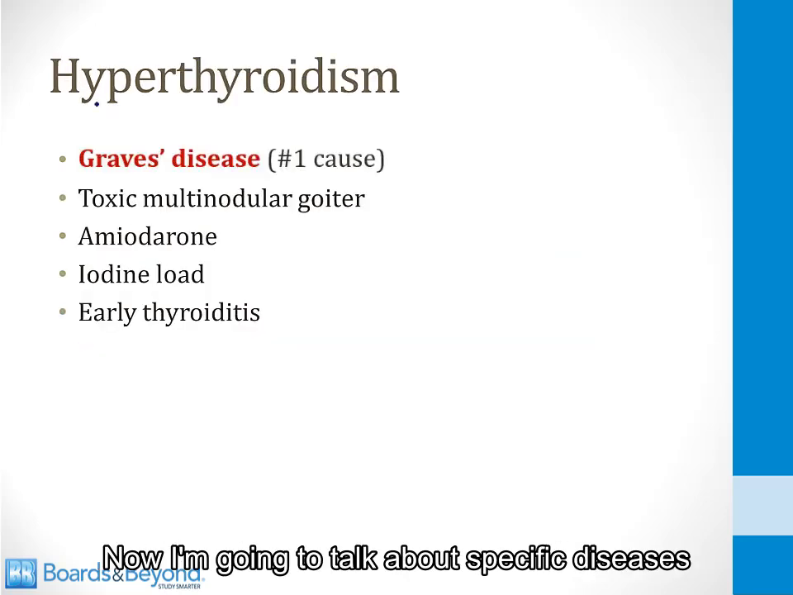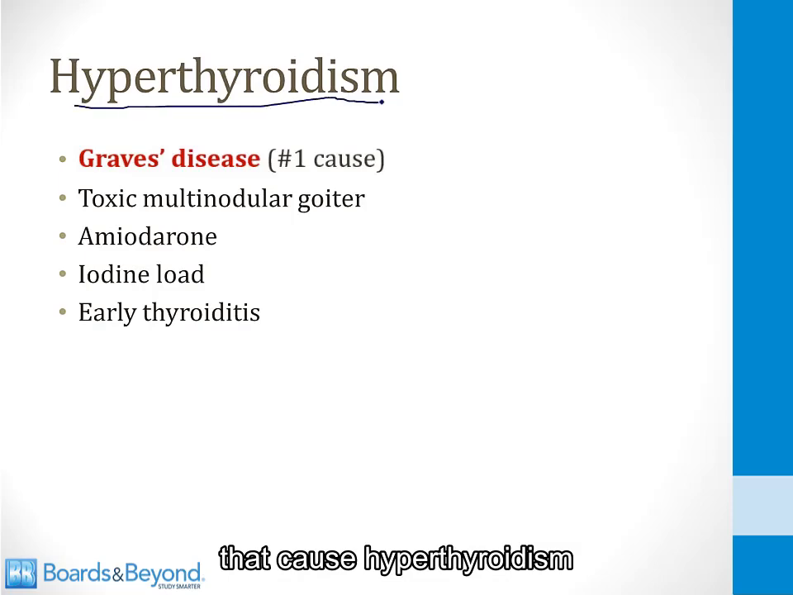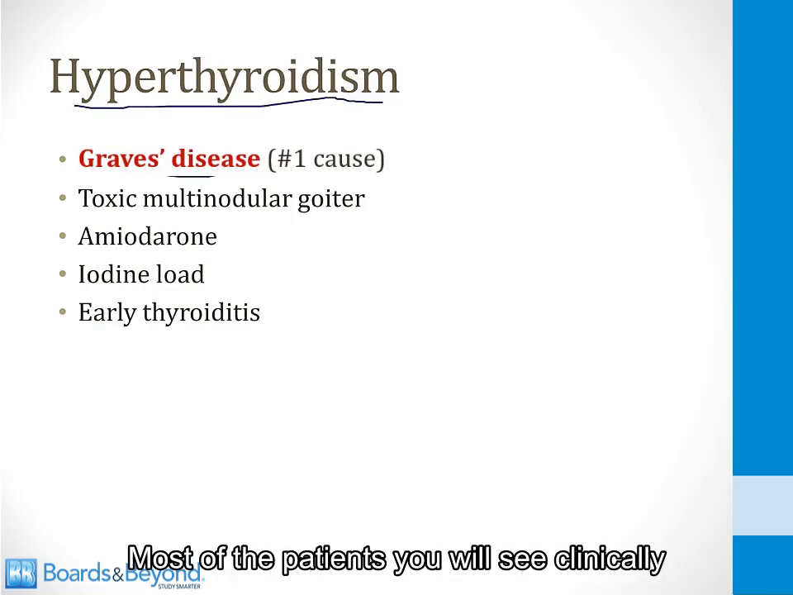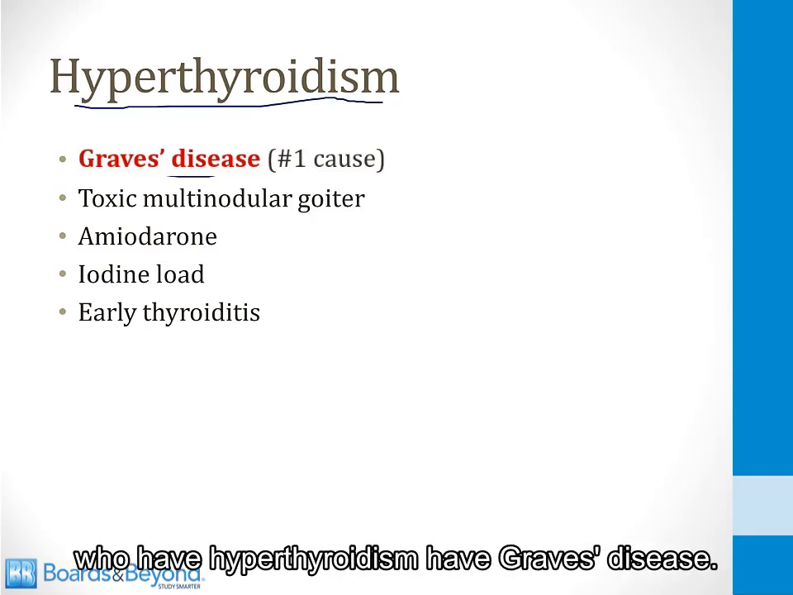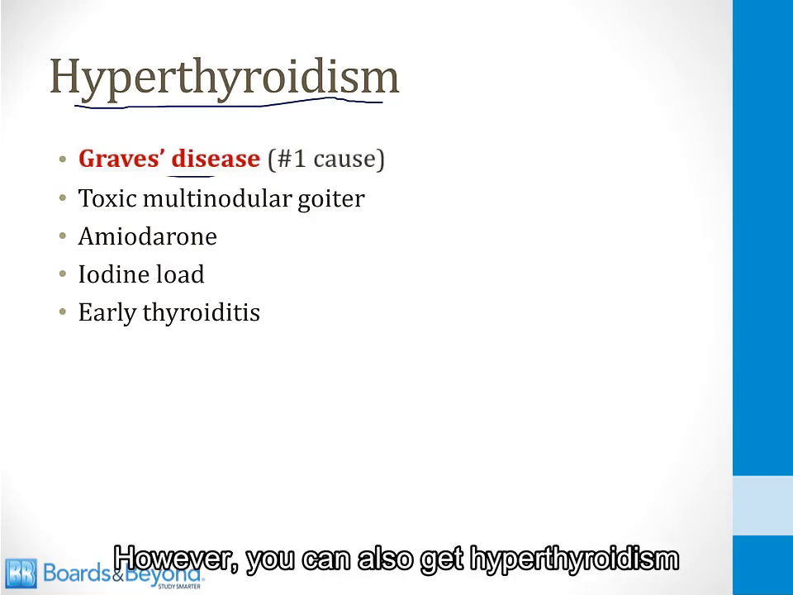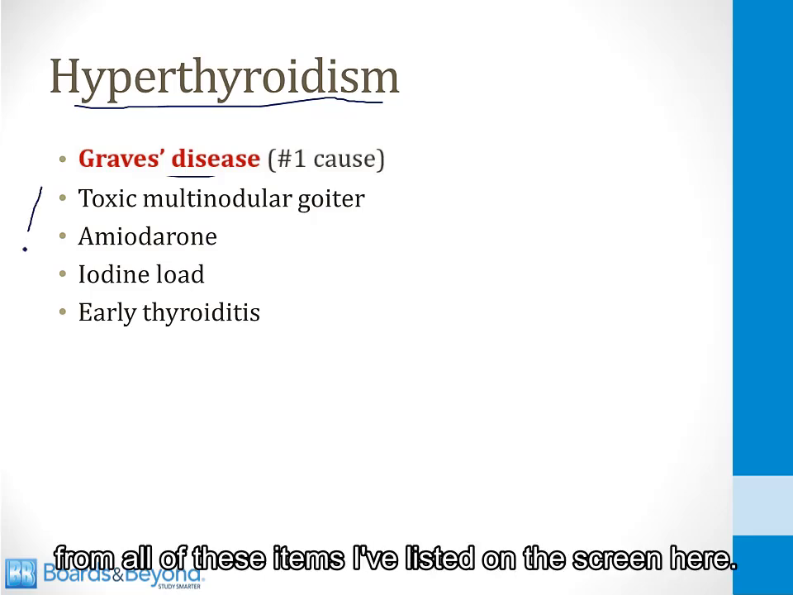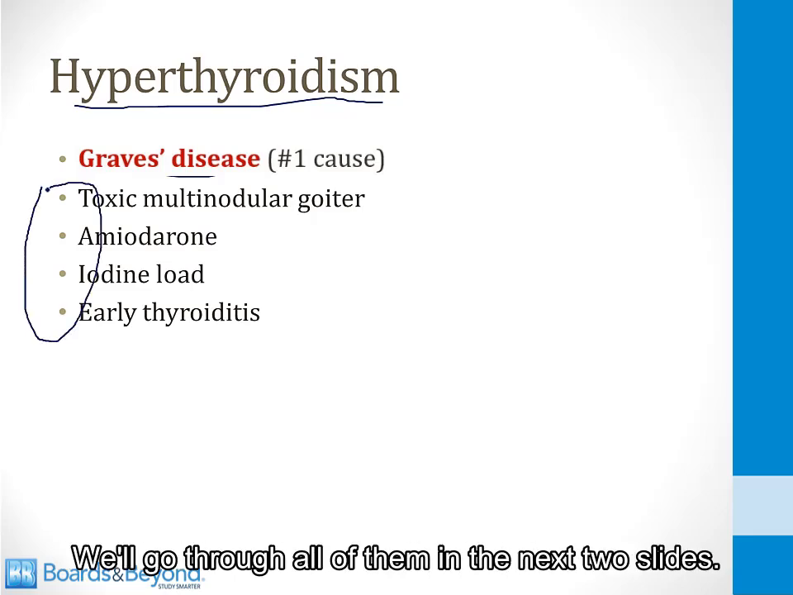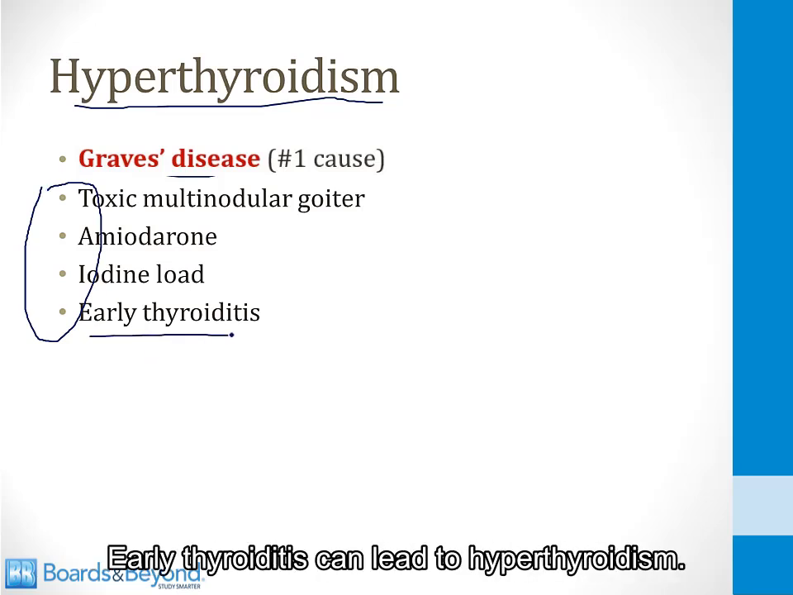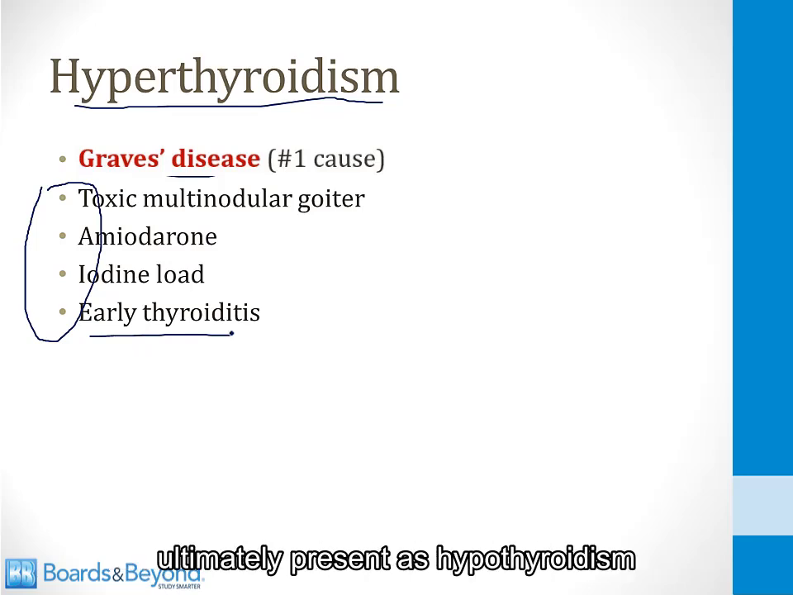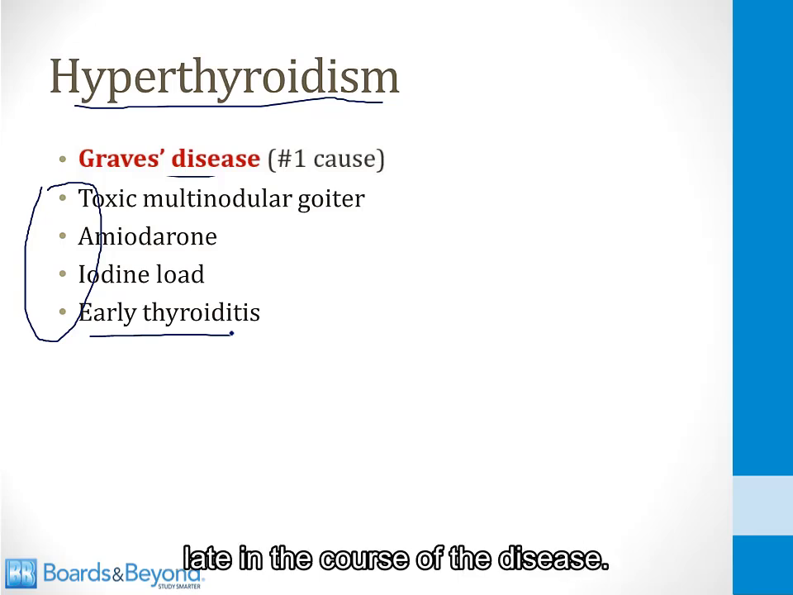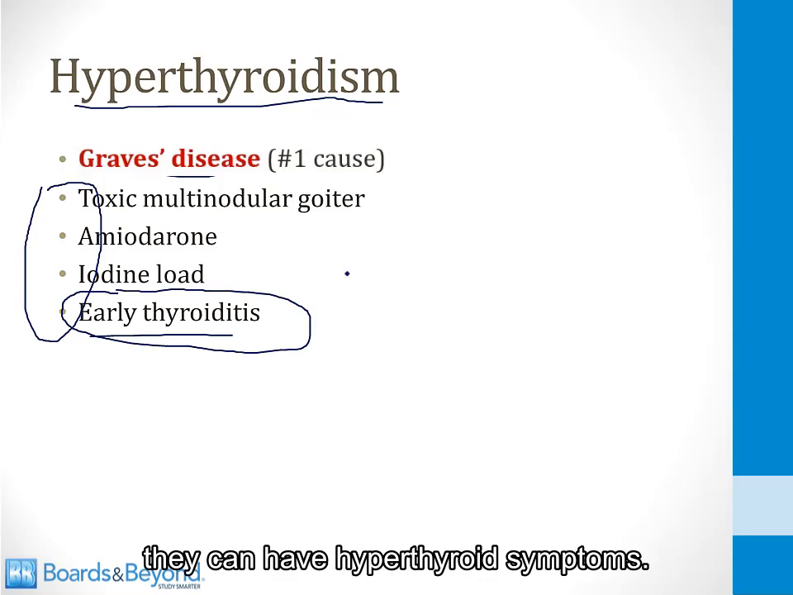Now I'm going to talk about specific diseases that cause hyperthyroidism, and the most common is Graves'. Most of the patients you will see clinically who have hyperthyroidism have Graves' disease. However, you can also get hyperthyroidism from all of these items I've listed on the screen here. We'll go through all of them in the next few slides. And don't forget what I told you before, early thyroiditis can lead to hyperthyroidism. Most forms of thyroiditis ultimately present as hypothyroidism late in the course of the disease, but early, as I said before, they can have hyperthyroid symptoms.